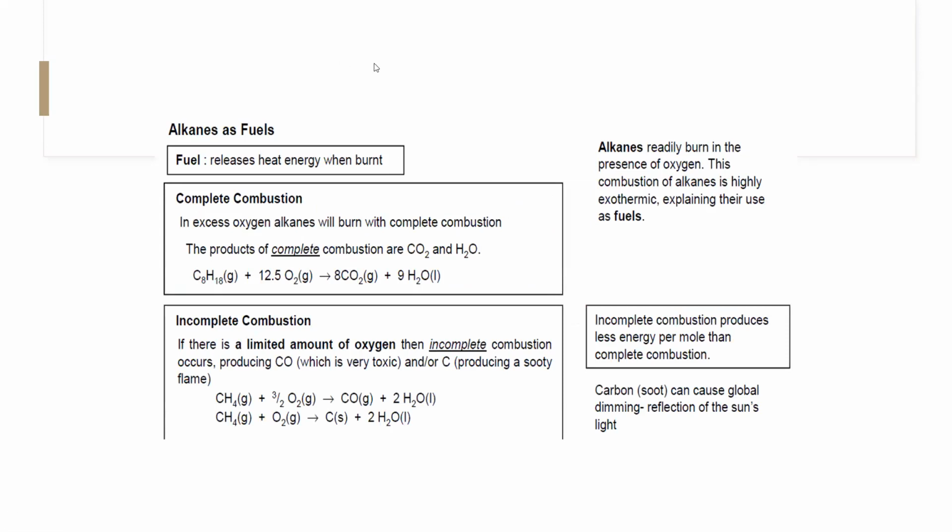So when we use alkanes as a fuel, a fuel is something that releases energy when we burn it. Alkanes can burn rapidly in the presence of oxygen. The complete combustion of alkane produces carbon dioxide, whereas incomplete combustion produces carbon monoxide or a black soot, which is carbon. So incomplete combustion produces less energy, and the carbon soot can cause global dimming. And what is the meaning of global dimming? Most of the sunlight will be absorbed instead of reflected, so it leads to global dimming. The amount of sunlight which we receive will reduce.